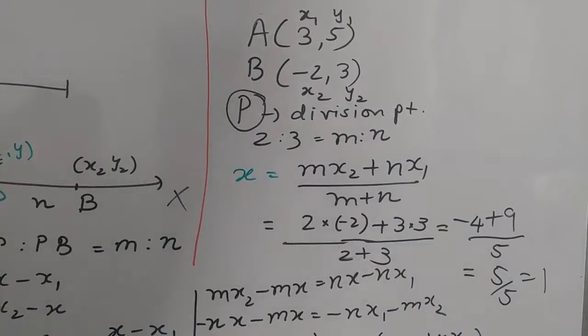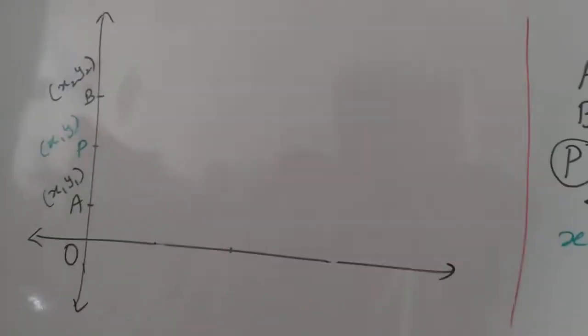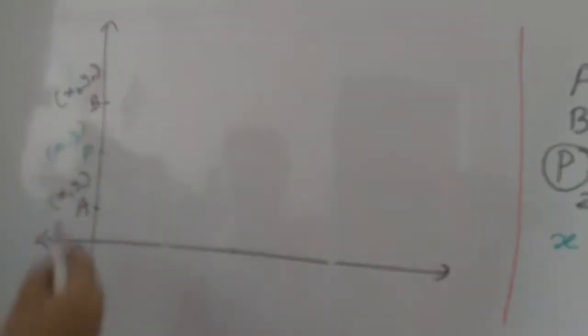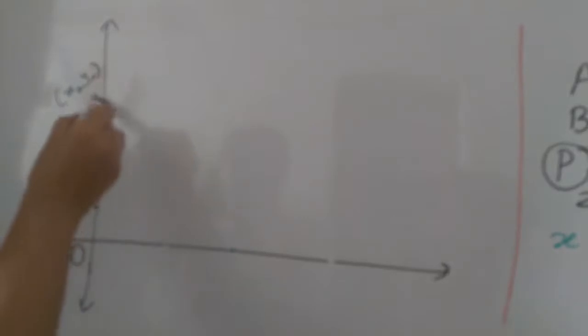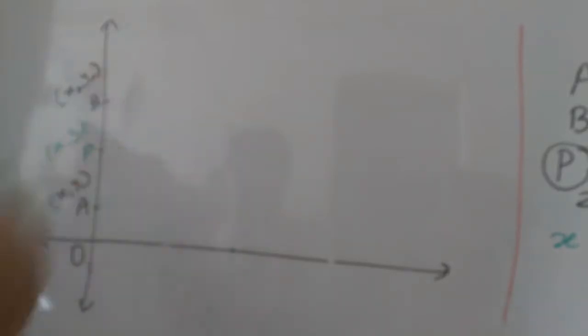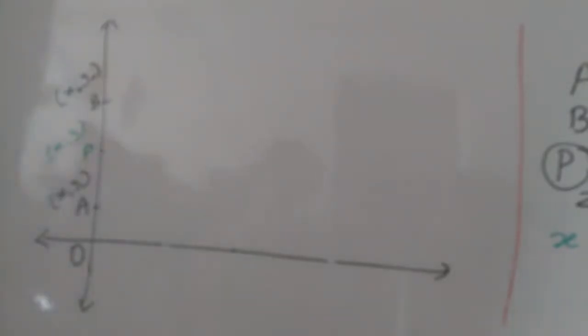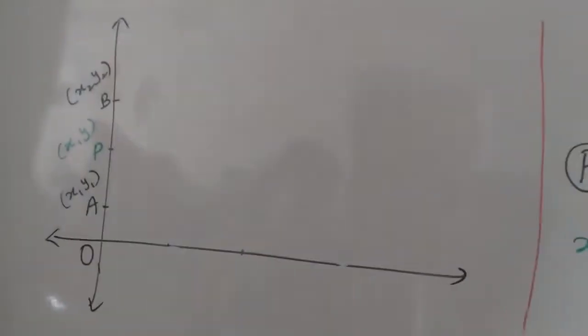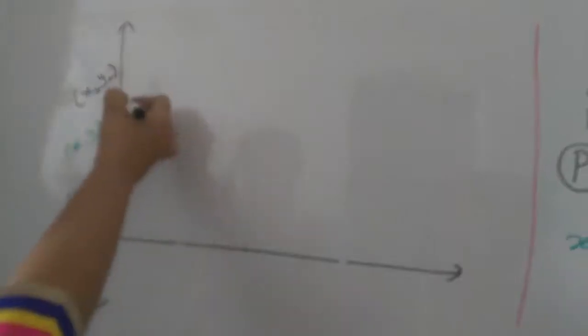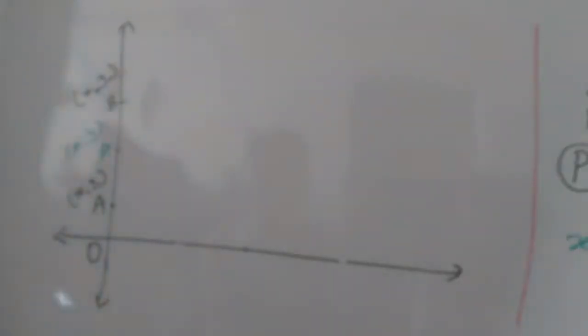Similarly students, I derive the y coordinate also. So for that you have to check the formula, the next formula, for the y coordinate of the division point. Now here you can see I have drawn point A and point B on the y-axis, and there is a section or division point, we can say point P. Point A's coordinates are x1, y1. Point B's coordinates are x2, y2. And let point P's coordinates be (x, y).